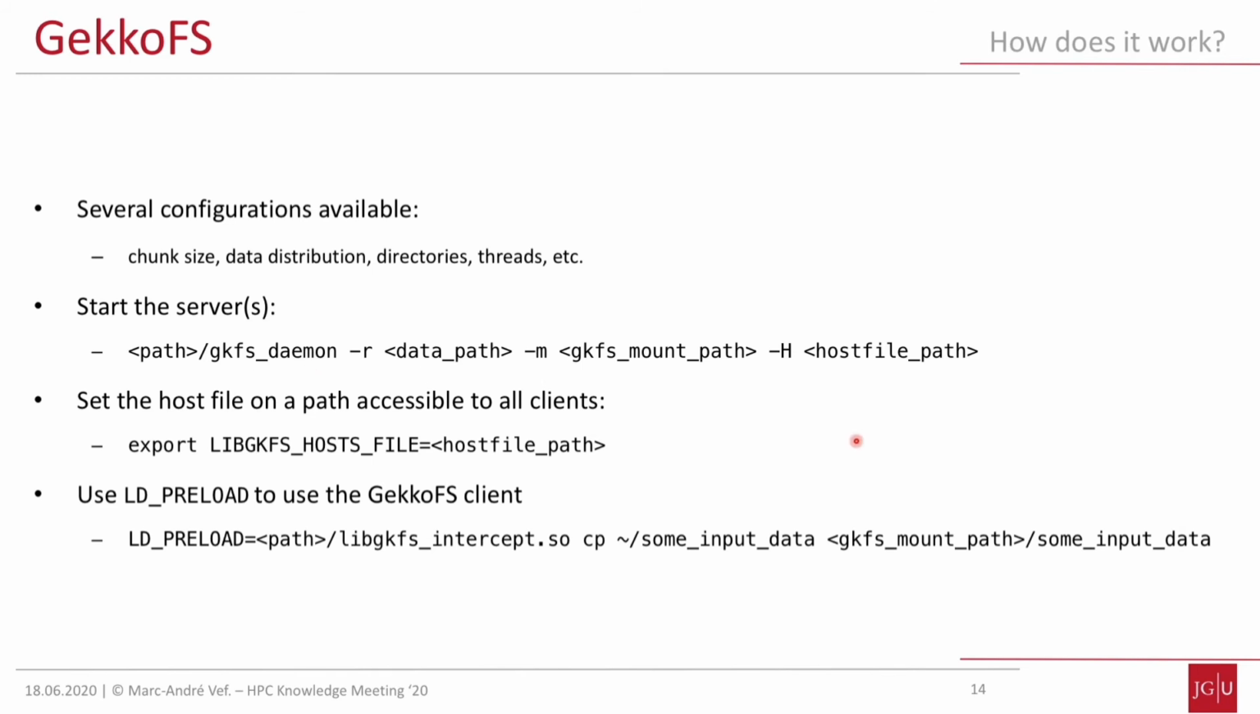To then use GekkoFS in your application or with a normal shell command in this case, what you would do is simply use the LD_PRELOAD environment variable and point it to the intercept library of GekkoFS. And then you would simply use, in this case, copy from some real path that is accessible to the GekkoFS mounting path and then put it there. And if you then call LD_PRELOAD again with a cat, for example, and want to print the data on the shell, then you can just do that. And this is simply how you would use GekkoFS.